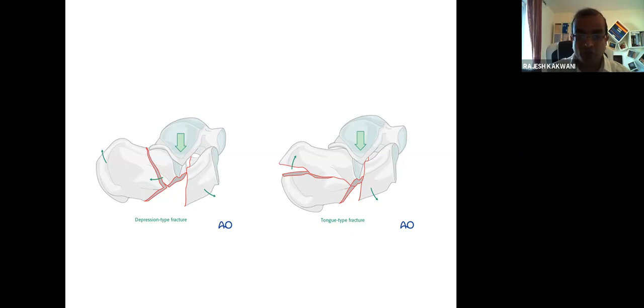Now, the warning sign for this tongue depression type of fracture: if the tuberosity is avulsed, that area of the skin can lose blood supply. Initially, it will be blanched and then it can necrose. This is one of the surgical emergencies. So please pay attention to this area of the soft tissues. If you've got a displaced tuberosity fracture with compromised skin, it needs urgent attention.